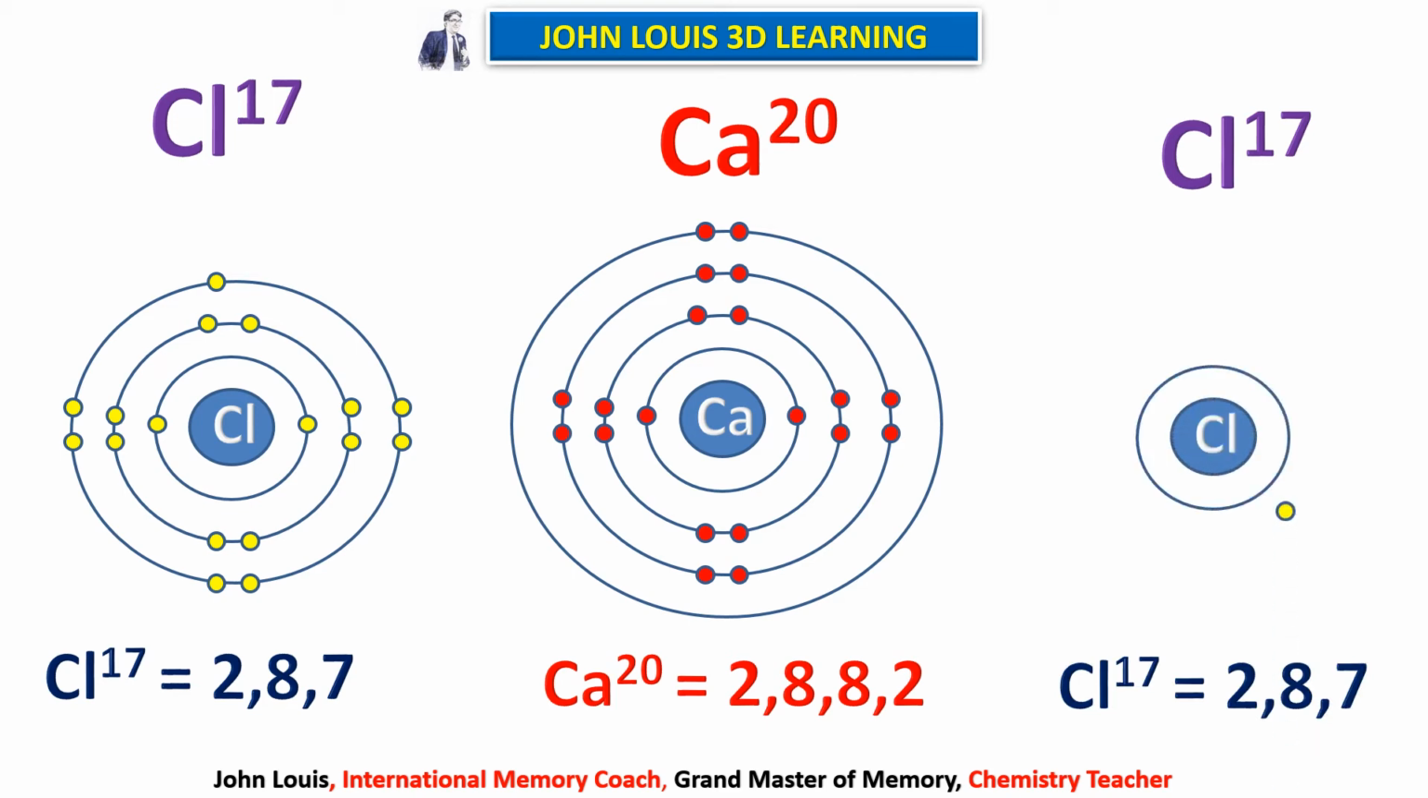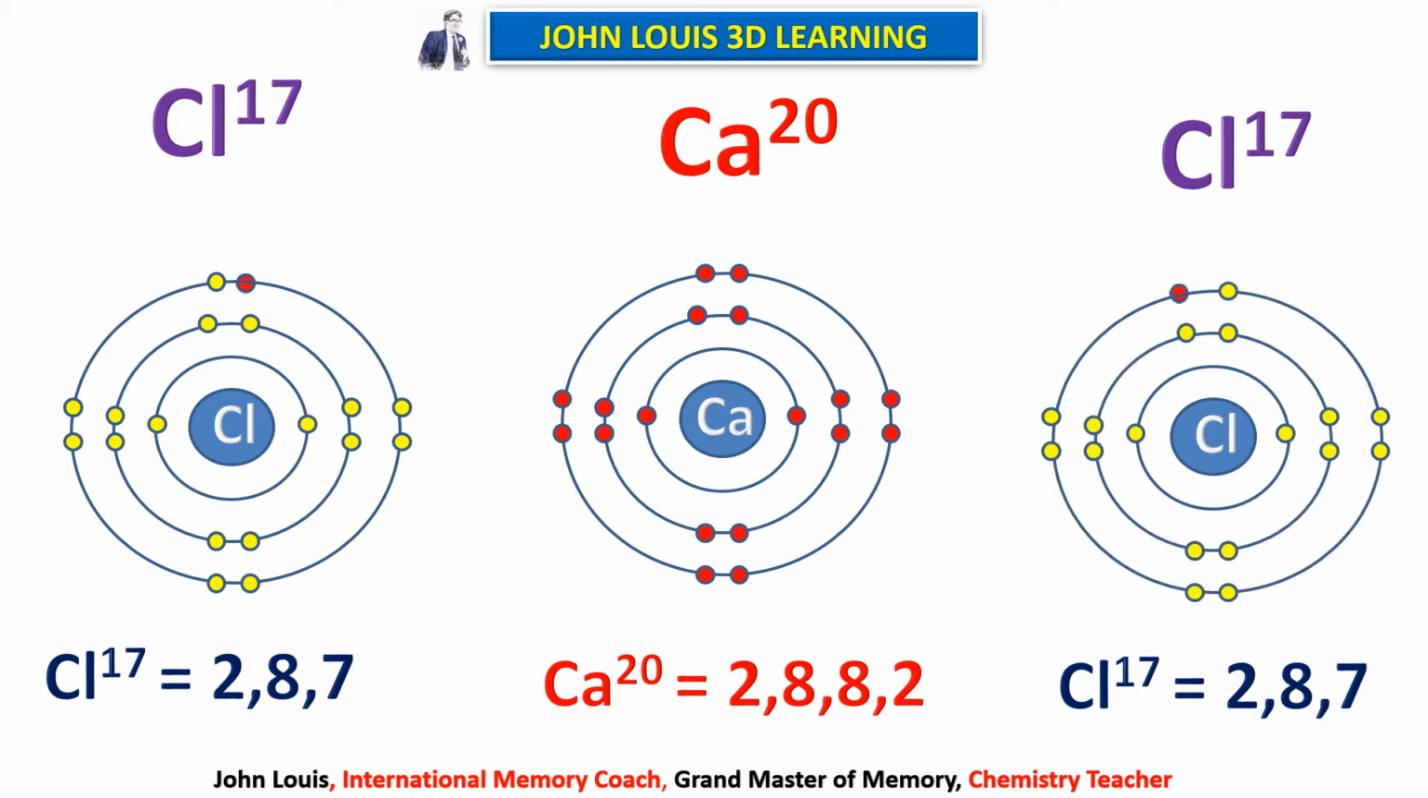So, quickly let us fill up the chlorine nucleus. First orbit 2 electrons, second orbit 8 electrons, 2, 4, 6, 8. So, third orbit 7 electrons, 2, 4, 6 and 7. So, this chlorine also can accept 1 electron.